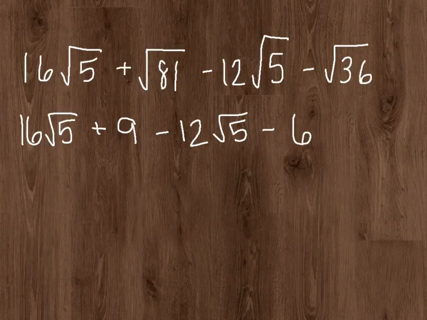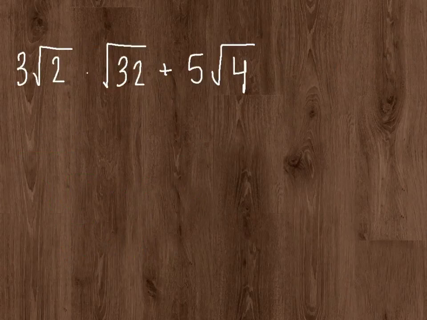Now, just like what we did with the previous problem, I have 16 square root of 5 minus 12 square root of 5. So I'm going to do 16 minus 12, which is 4 square root of 5. I still have plus 9 minus 6. Now I'm going to do 9 minus 6, which is 3. So I have 4 square root of 5 plus 3. When I get to this step, I realize that I can't combine these two because they are not like terms. So this is my final answer.